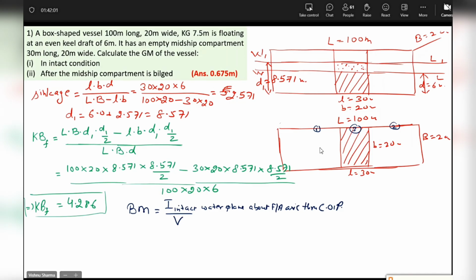What will be the center of flotation? The center of flotation will be the geometric center of areas 1 and 2. Why? Because the center of flotation is the geometric center of the intact water plane, and the intact water plane is 1 and 2. Where do you think will be the geometric center of the intact water plane in this diagram?